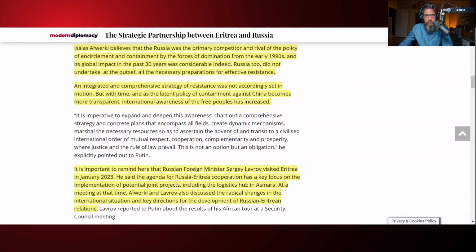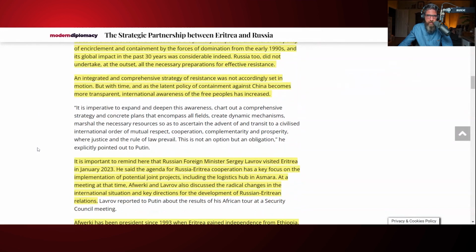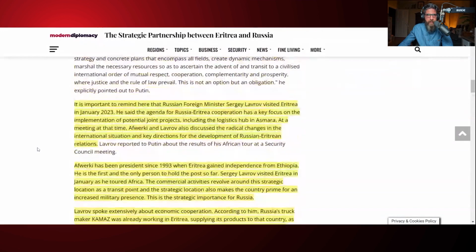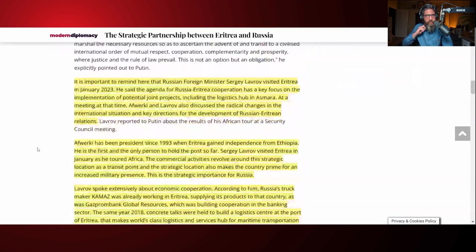But with time, and as the latent policy of containment against China becomes more transparent, international awareness of the free peoples has increased. It is important to remind here that Russian Foreign Minister Sergei Lavrov visited Eritrea in January 2023. He said the agenda for Russia-Eritrea cooperation has a key focus on the implementation of potential joint projects, including the logistic hub of Asmara.